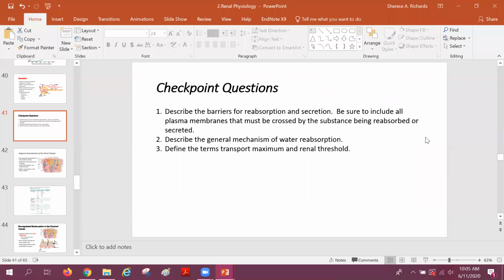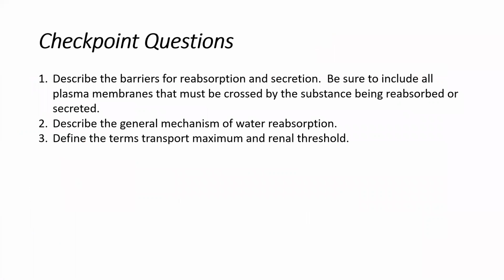The second question was, describe the general mechanism for water reabsorption. In terms of reabsorbing water, we said that sodium was actively pumped across the basolateral surface by the sodium-potassium pump. Chloride followed passively, and then because of the movement of those two solutes, water followed according to osmosis, passively, because of that gradient. So that is how water is reabsorbed.